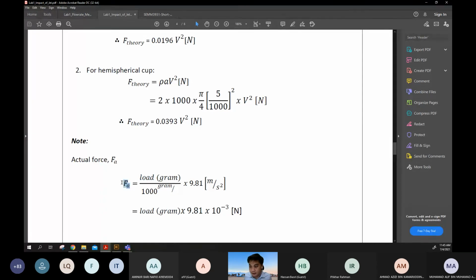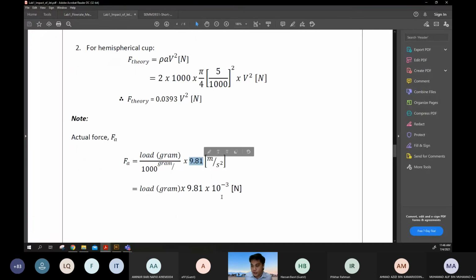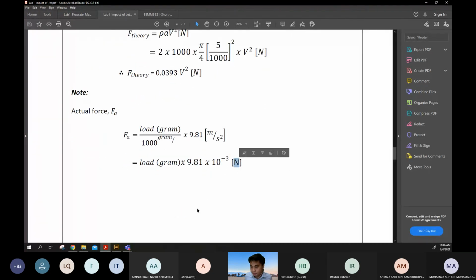Why? Because F equal to mass multiplied with gravity. This is considered as the weight force. Weight force is equal to mass multiplied with gravity. So the mass we give you in terms of gram. Convert into the kilogram. Kilogram multiplied with 9.81 gravity, and then you will get the unit of Newton.